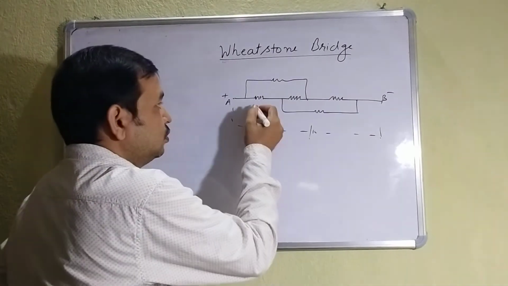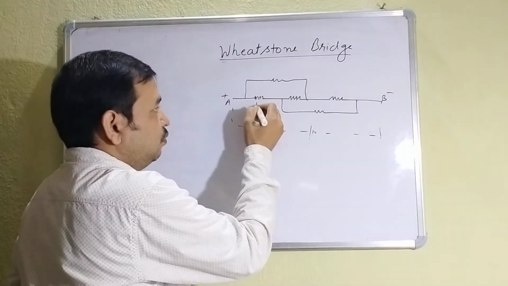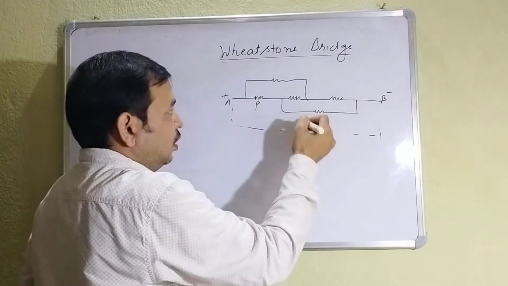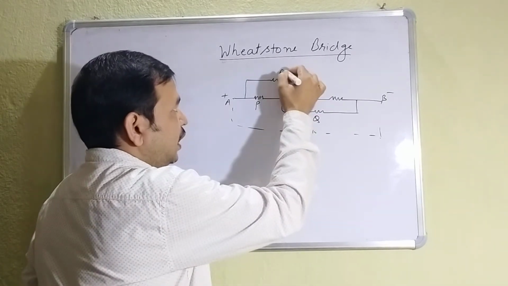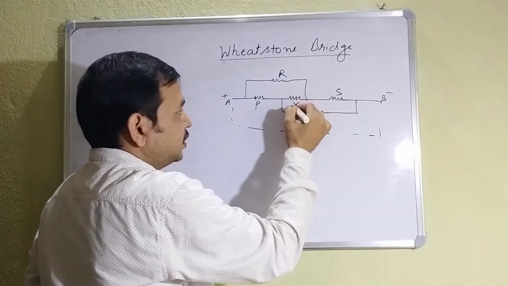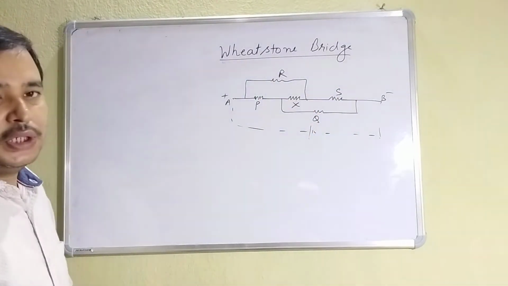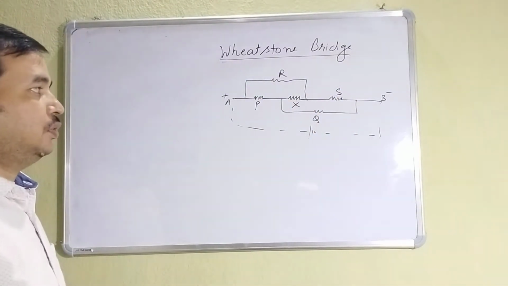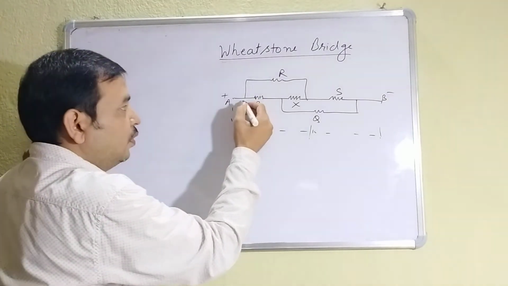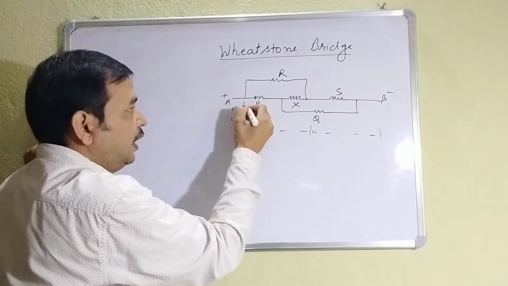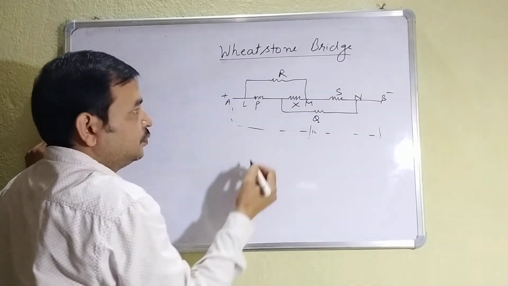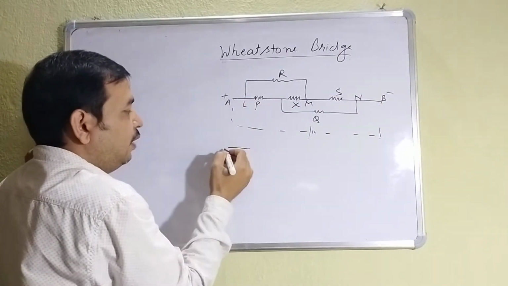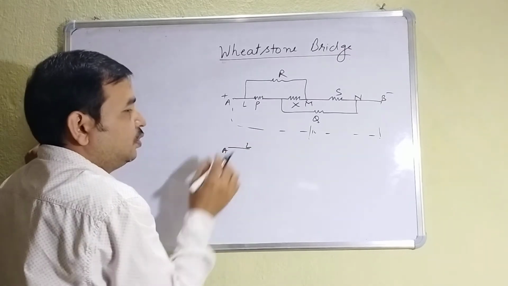Suppose this is P and this is Q, this is R, this is S, and this is X. I want to show you just that this is a Wheatstone bridge. Now you name different points. Suppose this is L, this point is M, this point is N. So A and L both are the same point because they are connected by a wire.